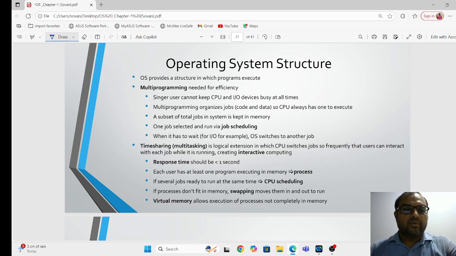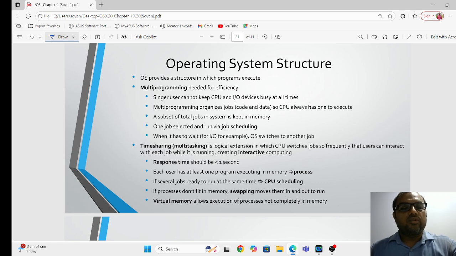It is needed for efficiency, because a single user creates a problem. Suppose one program is accessing the CPU, then it is busy all the time and others cannot access it. In multi-programming, the CPU always has something to execute. Suppose one program finishes, then another waiting program gets the chance. So the CPU is always busy, and a subset of the total jobs in the system is kept in memory, and one job is selected and run via job scheduling.